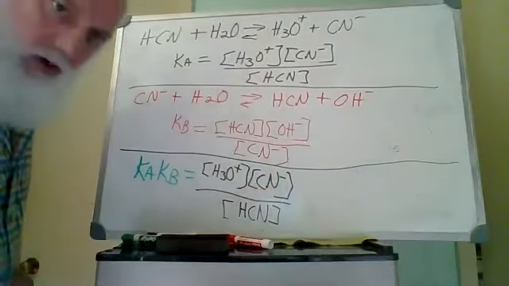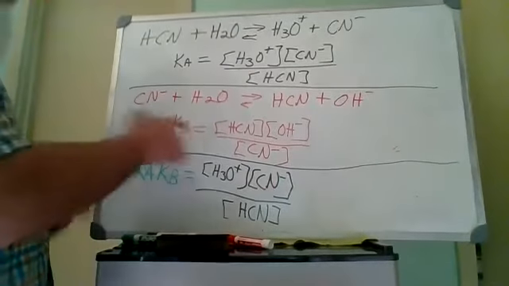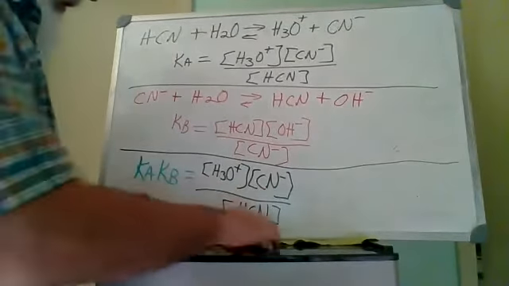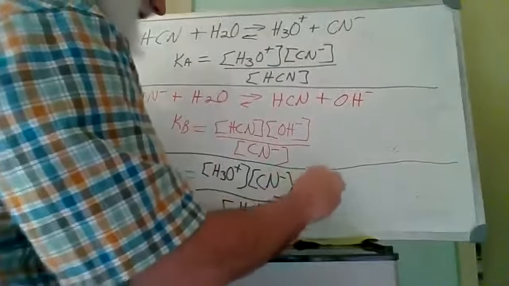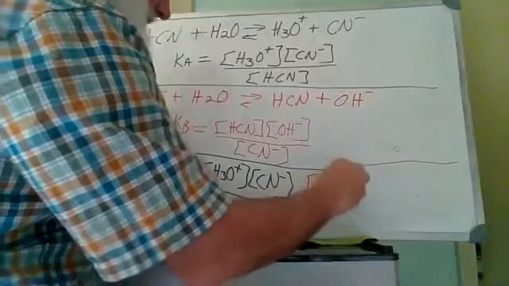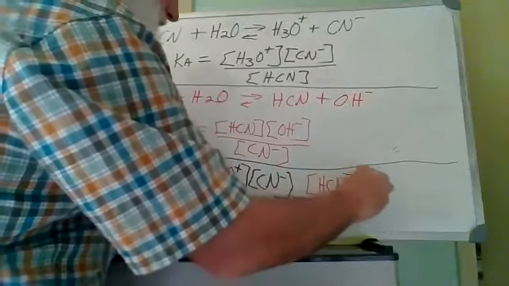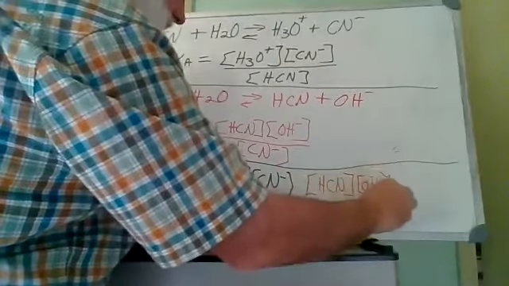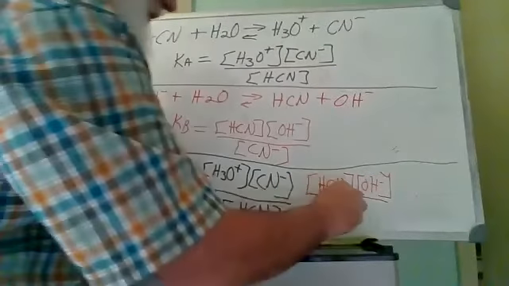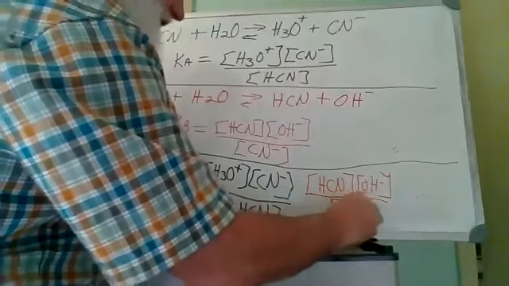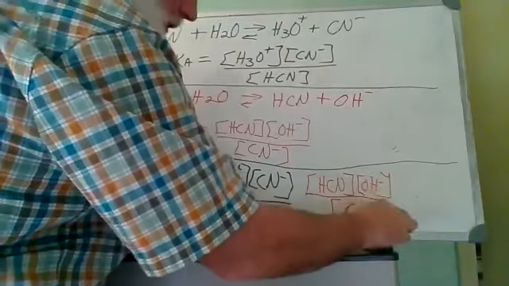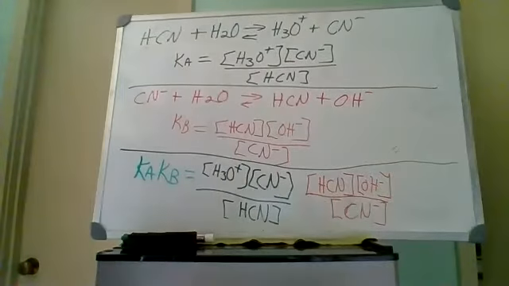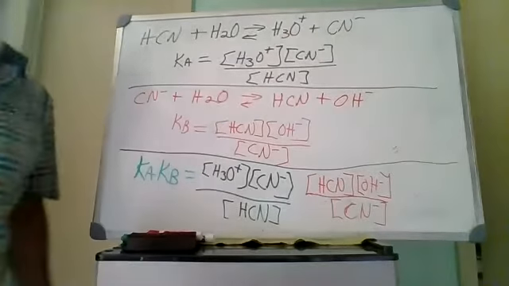Can everybody see that on the bottom? Yeah, you should be able to see that. Then in red, I'm going to put the Kb. That is HCN times the molar concentration of OH minus divided by the molar concentration of cyanide, the conjugate base. Now, we'll give you a chance to write all that out.